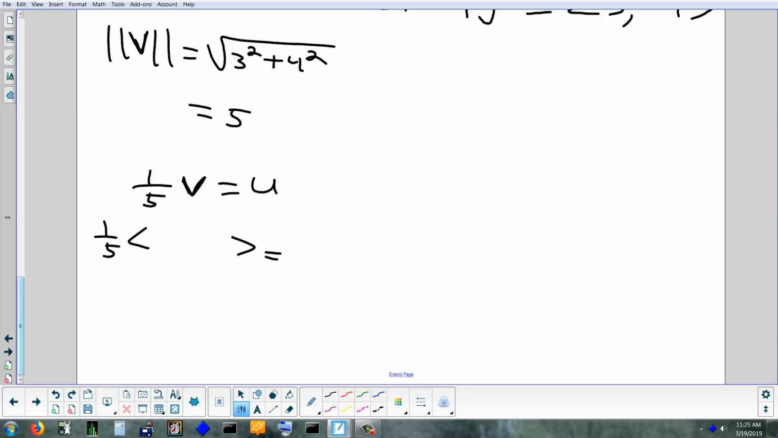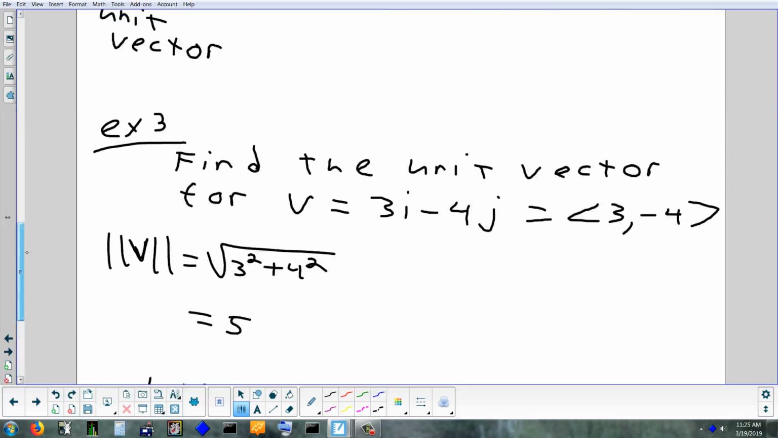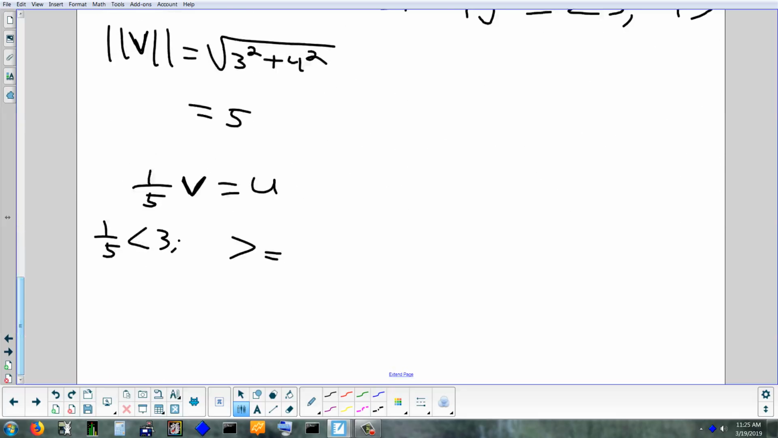1/5 of 3, -4. So Madison, when I do that out, what's my horizontal component going to be? Three over 5. 3/5. And what about my vertical component? Negative 4 over 5. Yep, -4/5. And that's it. That's how you find a unit vector.